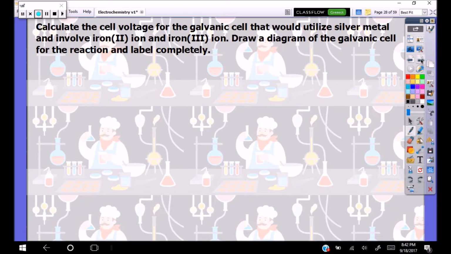So, we have some information here that makes this a little bit challenging. We're going from iron 2 plus to iron 3 plus ion.